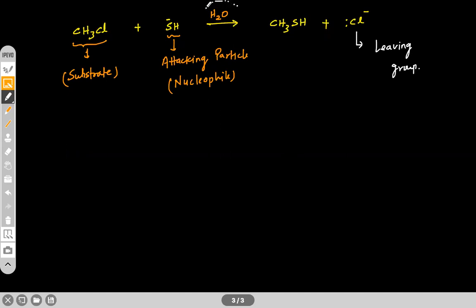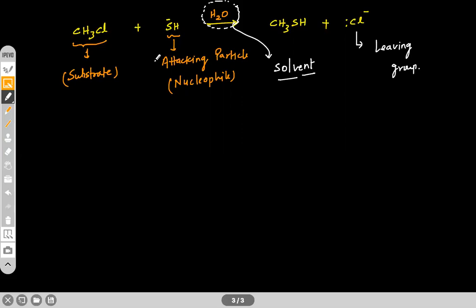This H2O is the solvent. So basically there are four different terms that we are using here: substrate, attacking particle, solvent, and leaving group. All these terms affect the substitution reaction. There are 7-8 types of substitution reaction, and all of them depend upon these four factors: substrate, attacking particle that is nucleophile, solvent, and leaving group. This is what we need to understand.